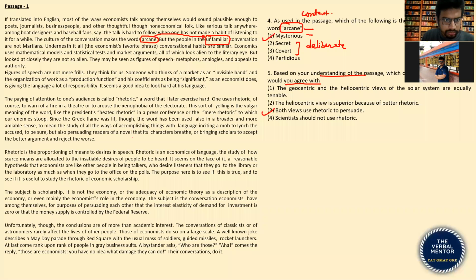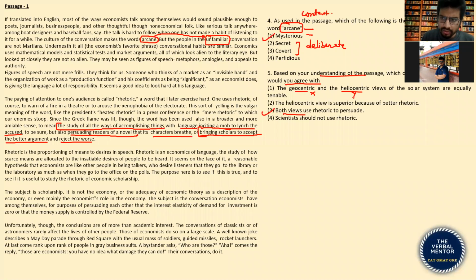So understand, here he says, rhetoric means the study of all the ways of accomplishing things with language, be it inciting a mob to lynch the accused, be it persuading readers of a novel that its characters breathe, they're real, or bringing scholars to accept the better argument and reject the worse. So basically, it is rhetoric that makes scholars or scientists accept one argument over another, which simply means both views, the geocentric and heliocentric views.